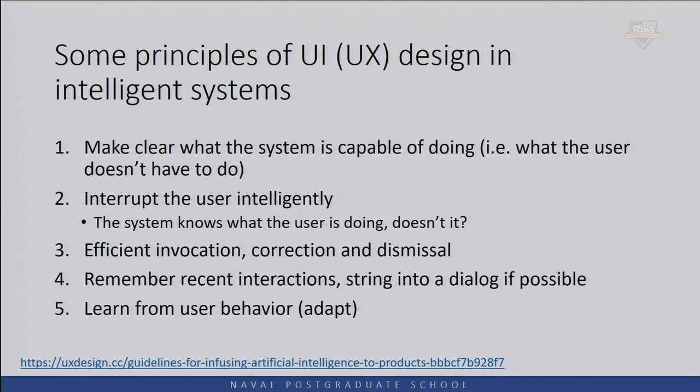So we also want efficient invocation, correction, and dismissal. So that means invocation is when the system either interrupts or the way you trigger it, right? So when you talk to Alexa, you say, Alexa something, and you say something to her. Then imagine you say, Alexa, do something, and she starts doing the wrong thing, right? You have to correct her. Well, actually, in the case of Alexa, you're going to have to stop her before you correct her, right? So you probably have to say, Alexa, stop. She'll stop talking. You'll repeat what it is you wanted to say.